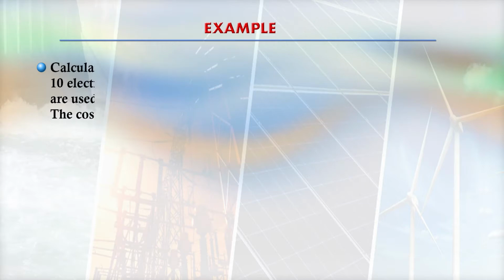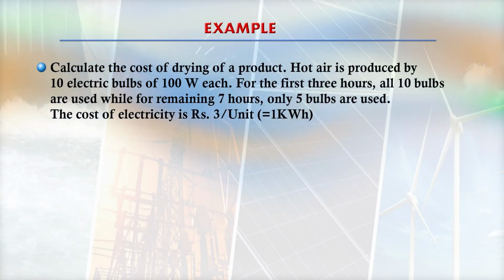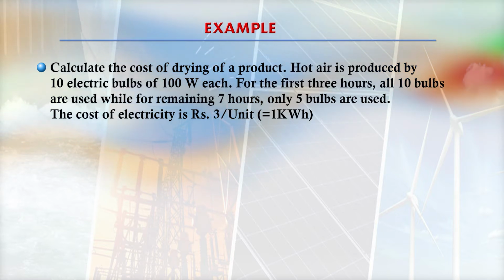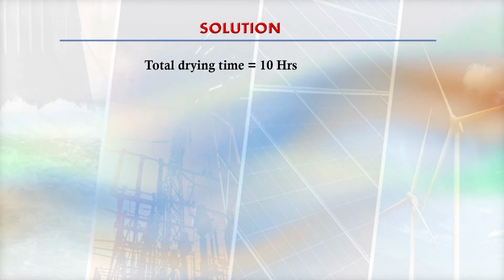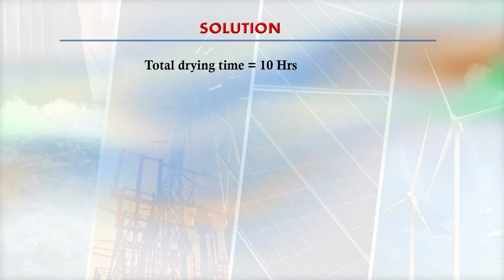To start with, let us take a simple example. Calculate the cost of drying of a product using light bulbs only. Ambient air is heated by 10 electric bulbs of 100 watt each. For the first 3 hours, all 10 bulbs are used, while for the remaining 7 hours, only 5 bulbs are used. The cost of electricity is 3 rupees per unit, or per kilowatt hour. Here the total drying time is 7 plus 3, that is 10 hours.